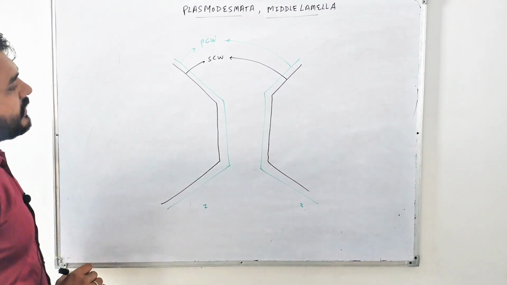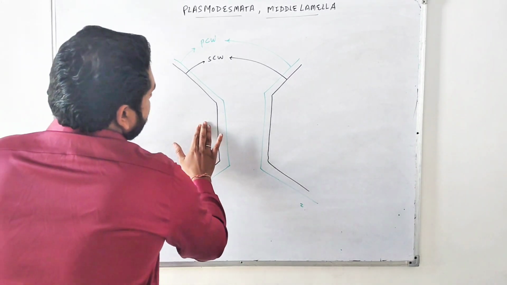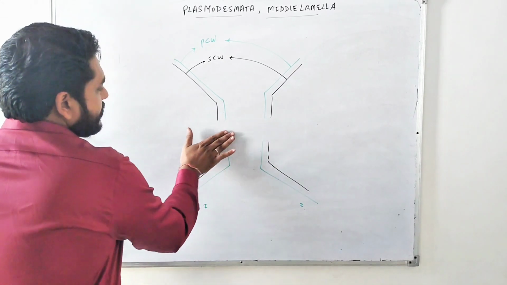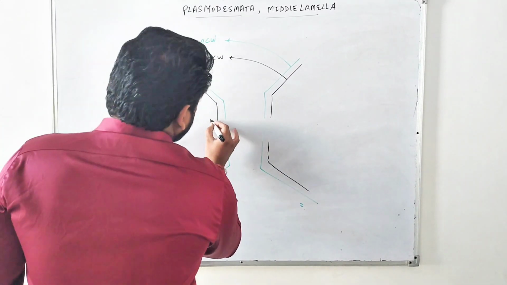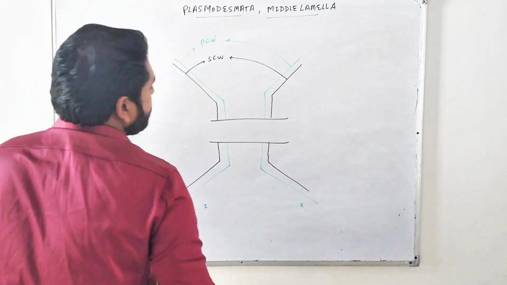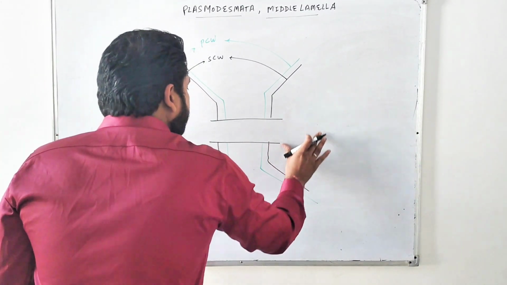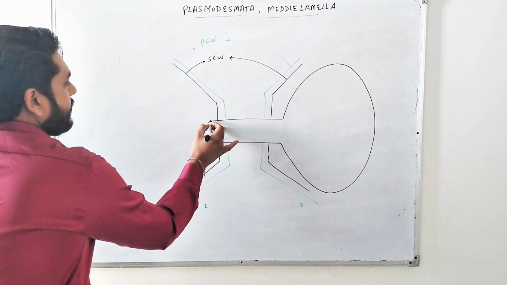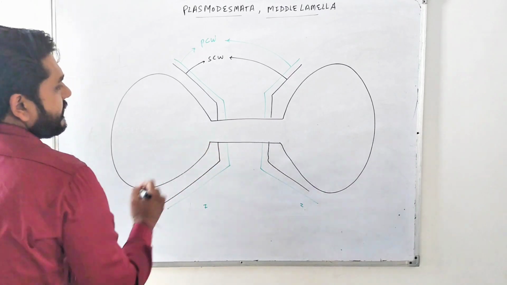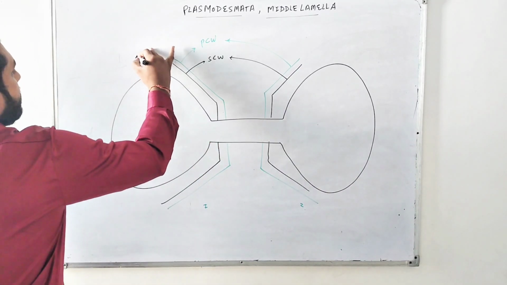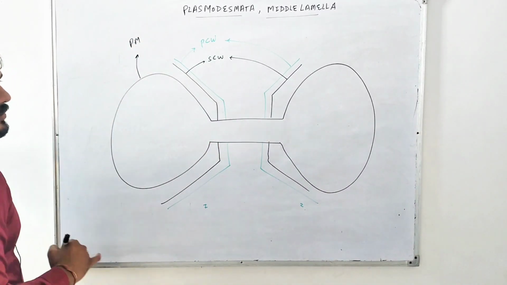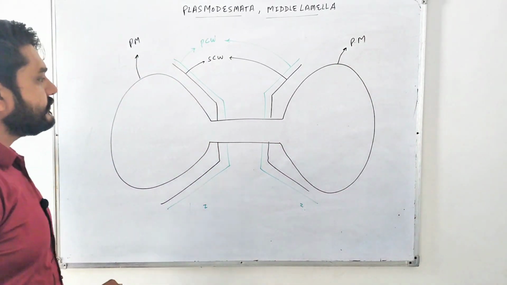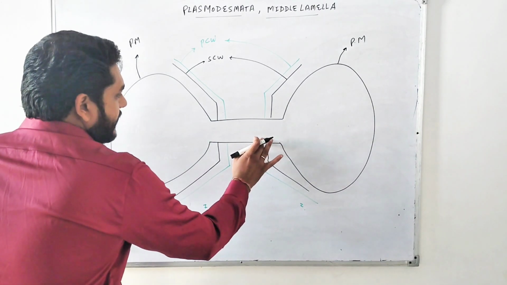Now we have to make the connection between these two adjacent cells. Let's say this is the connection between the two cells, and here in this manner and here like this. This is basically the plasma membrane. This is the plasma membrane of this cell and this is the plasma membrane of this cell. And a connection is there between the two cells.